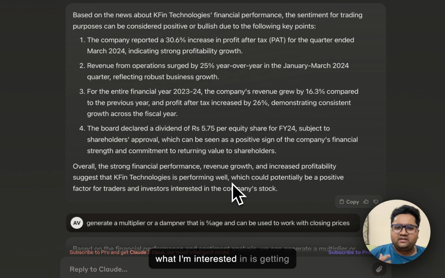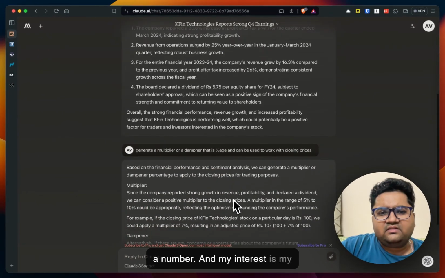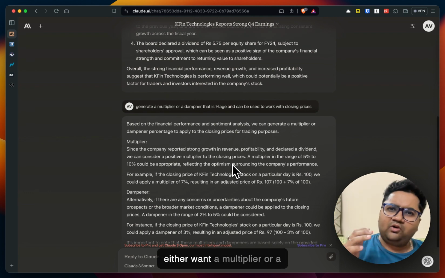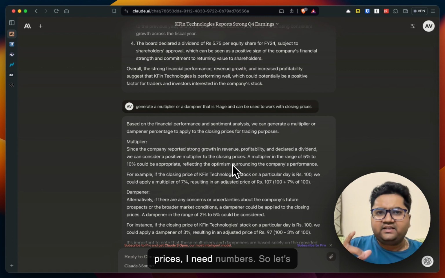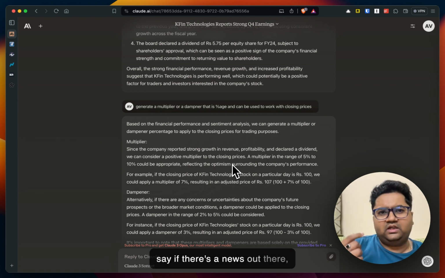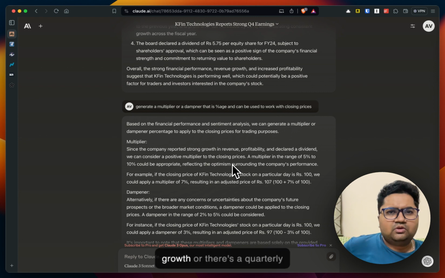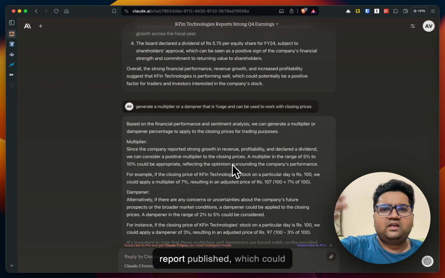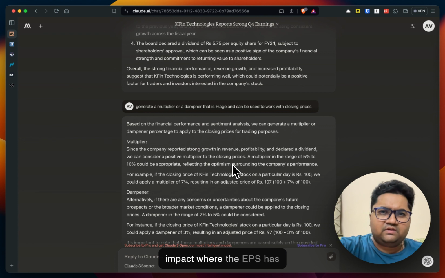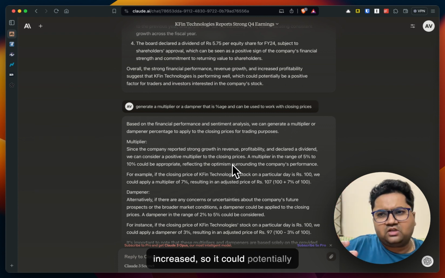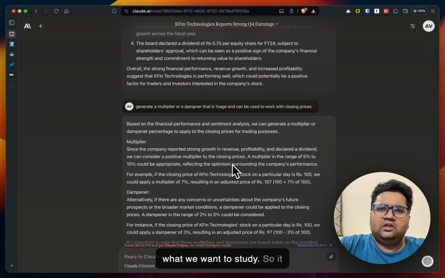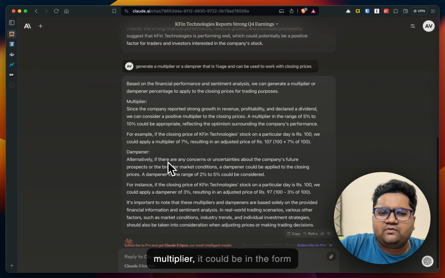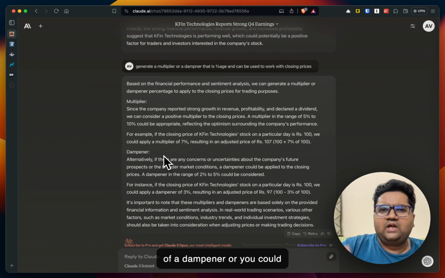However, what I'm interested in is getting a number, and my intent is very simple. I either want a multiplier or a dampener, right? If I'm predicting stock prices, I need numbers. So let's say there's news out there which could impact its long-term growth, or a quarterly report is published where the EPS has increased, so it could potentially impact the price itself. That's what we want to study. It could be in the form of a multiplier, it could be in the form of a dampener, or you could have a different combination of it tied to other features, etc.